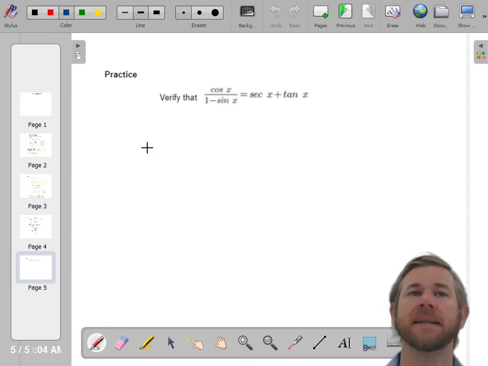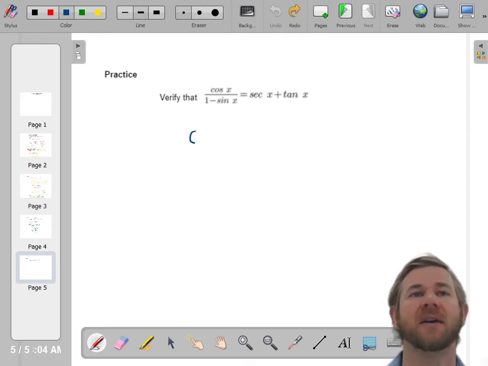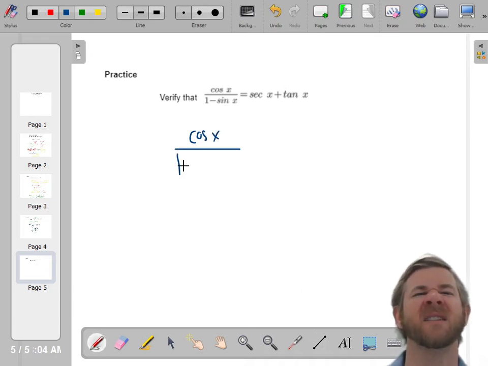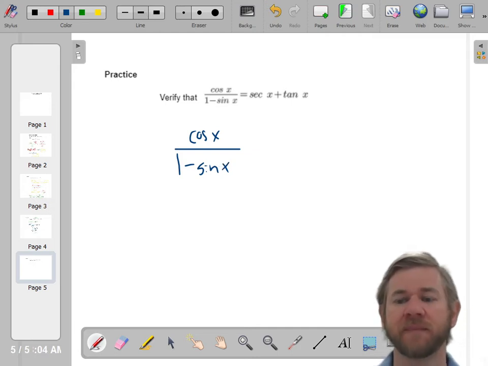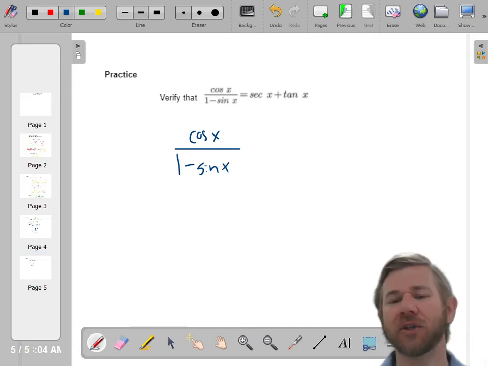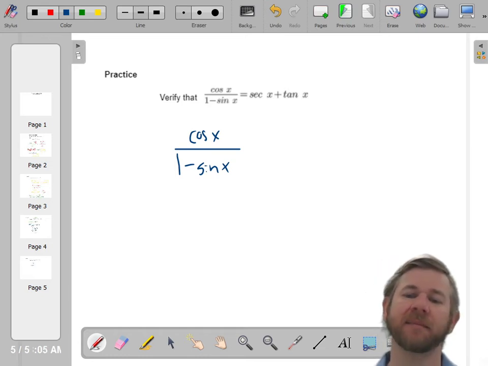Okay, one more. Which side looks more difficult? Probably this side. So let's say the cosine of x over 1 minus the sine of x. So for this one, I think what I need to do is take the idea that I learned in the previous problem and apply it.